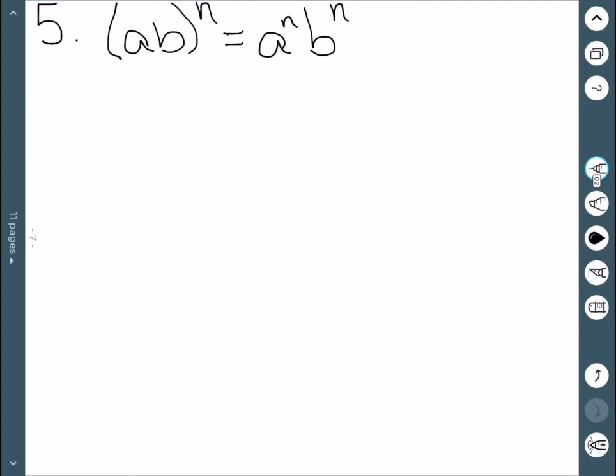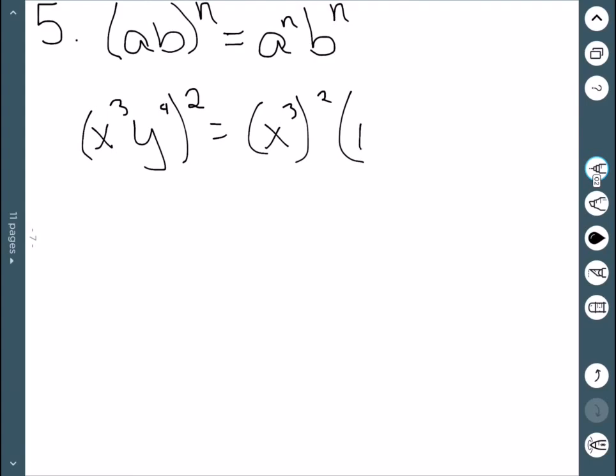If we have something in parentheses raised to an exponent, it's important to raise everything to that power. For example, x cubed, y to the fourth, all squared. Well, we should do x cubed squared and also y to the fourth squared. Our last rule says we would multiply these exponents. 3 times 2 is 6. 4 times 2 is 8.